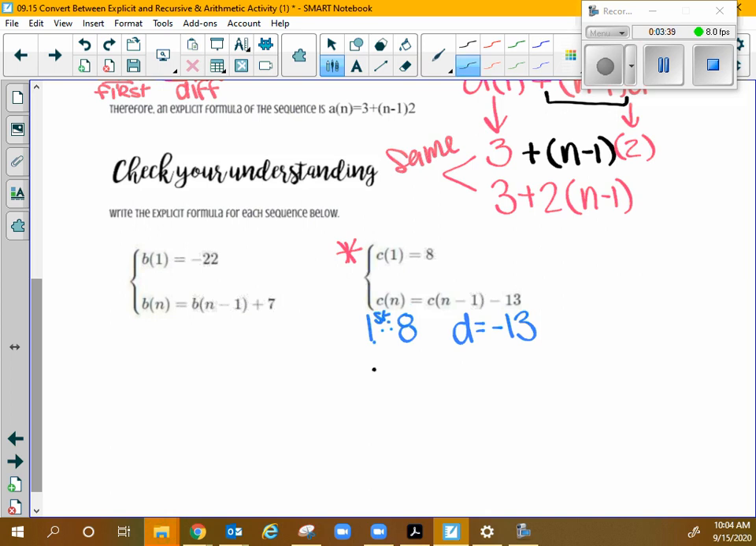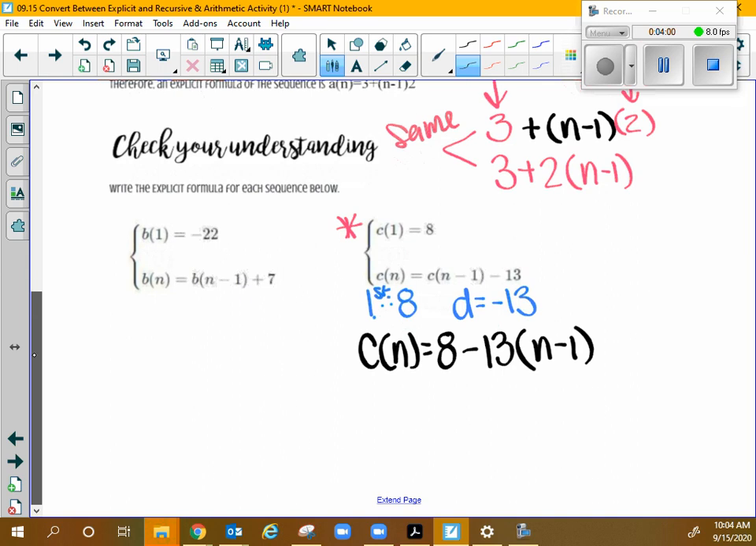So I would have C of n equals, what goes first? 8. And since it's a negative common difference, minus 13 times n minus 1. That's it. Converting. I'll catch up in a second. Okay, y'all do that first one on your own.